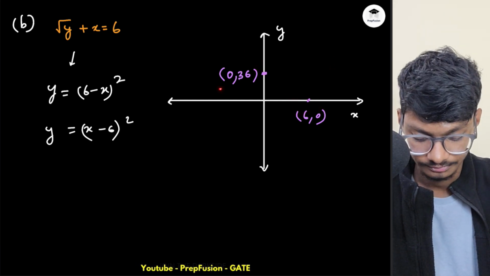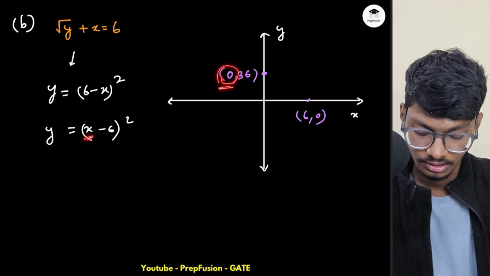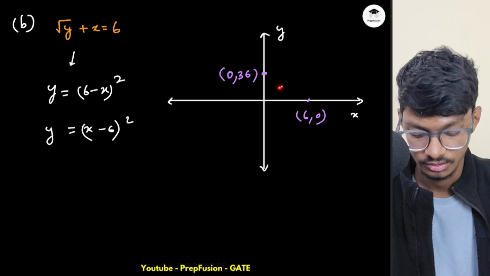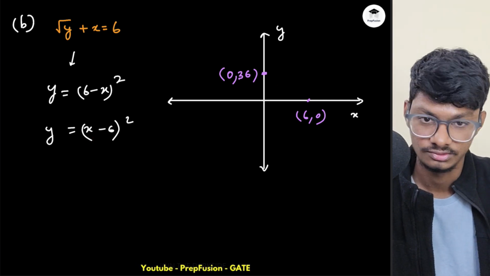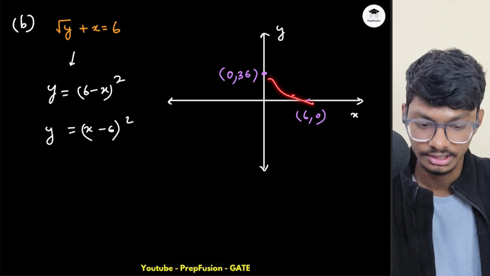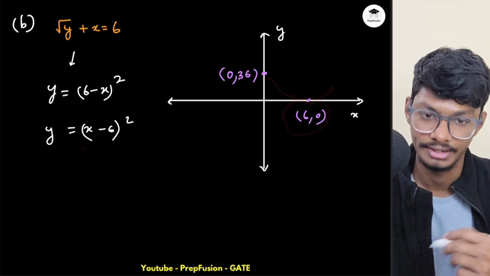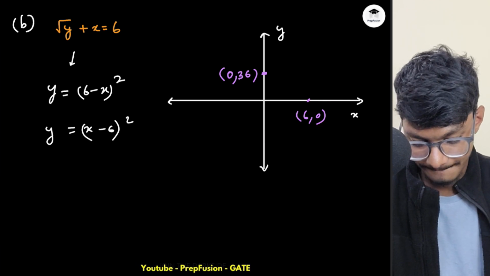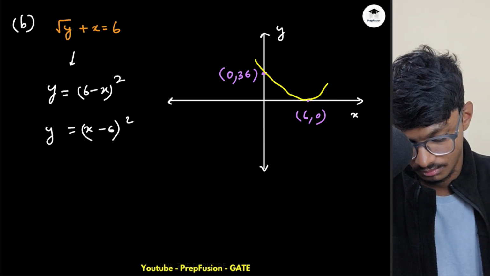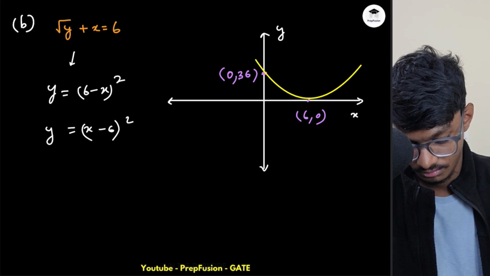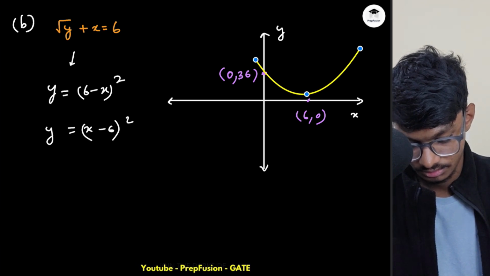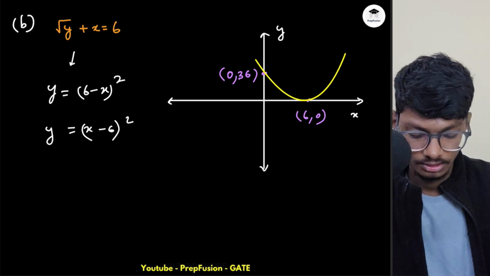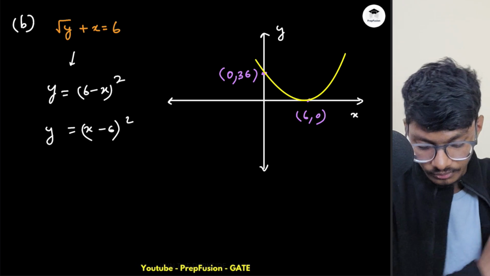If I increase my x to 1, it is minus 5 whole square, so it is 25. It is reducing. Then if I increase it to 2, it is minus 4 whole square, it is 16. So this is reducing here, and then after reaching 6, as I increase my x, it is increasing. So it will be like this. Okay, so this is the thing about this parabola.